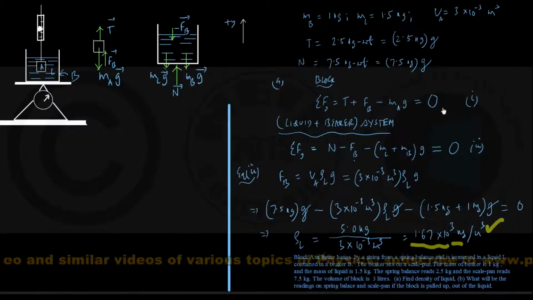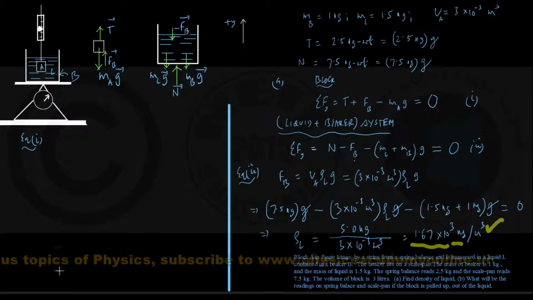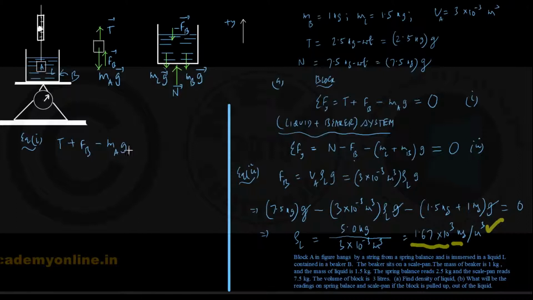So returning to equation number 1, which we wrote for the equation of motion of the block, I am just writing on the left hand side to accommodate my writing. I hope you can follow all the steps here and the figures, everything is there on your screen. The tension in the string plus the buoyant force minus the force of gravity on the block is equal to 0. And we have been given the tension in the string, which is the same as the tension in the spring balance, that is 2.5 kg weight, expressed like this. And the buoyant force is also found here, V_A into rho_L into g.